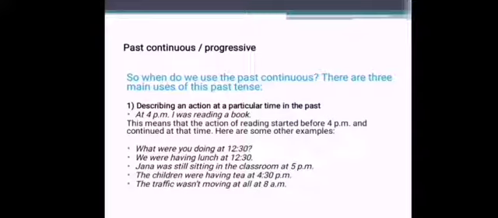Okay? This is the same thing. Here 'was' means 'kan', but we also use it as an auxiliary verb. This means in a certain period, as we mentioned, that the action of reading started before 4 and continued at that time.